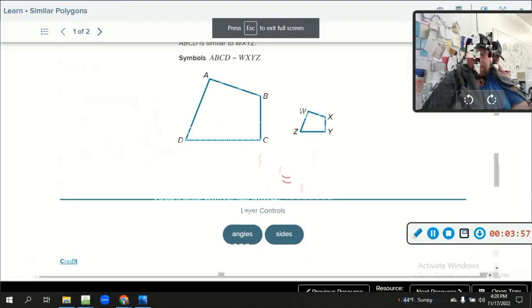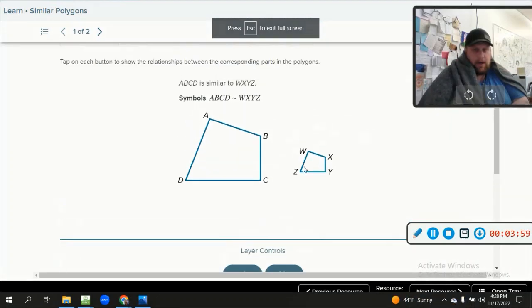Looking at the angles, go ahead and draw on these angles on the drawing we gave you and write down corresponding angles. So we know that angle A corresponds to angle W, angle B corresponds to angle X, angle C corresponds to angle Y, and angle D corresponds to angle Z. So we're just corresponding. So we see A with W, B with X, C with Y, and D with Z. And that's why we have matching tick marks as well, or arc marks.